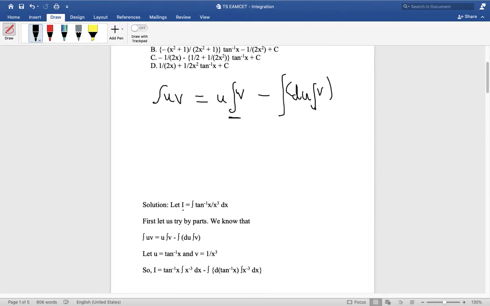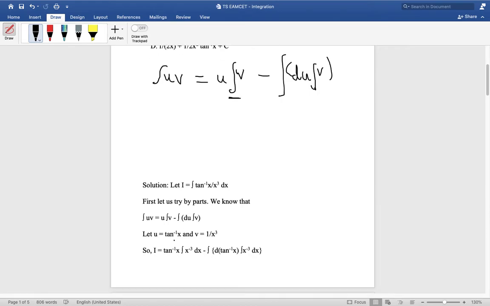So let us look at that. I have done it over here. The integral of uv is equal to u times the integral of v minus the whole integral of du into the integral of v. I have chosen u as tangent inverse of x and v equal to 1 by x cube. So I is equal to u into the integral of v. So u stays as it is, and the integral of x raised to the power minus 3, minus the differential of tangent inverse of x into the integral of x raised to the power minus 3 dx.